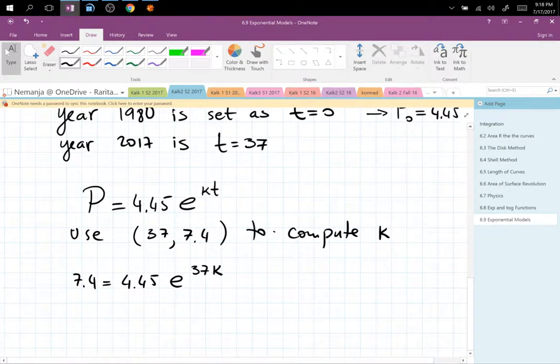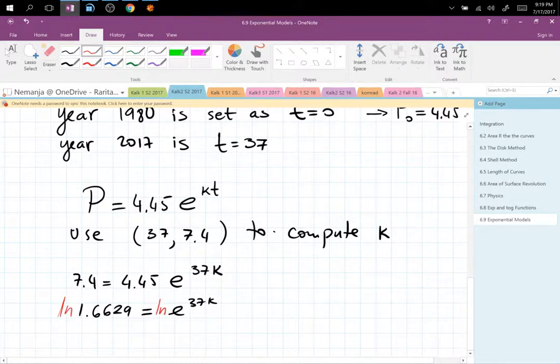We use the calculator, and generally I ask you to calculate to 4 decimal significant figures on the decimal calculation, so you shouldn't lose precision right here. So 7.4 divided by 4.45 is 1.6629, and then you know that you are supposed to ln both sides to get rid of e.